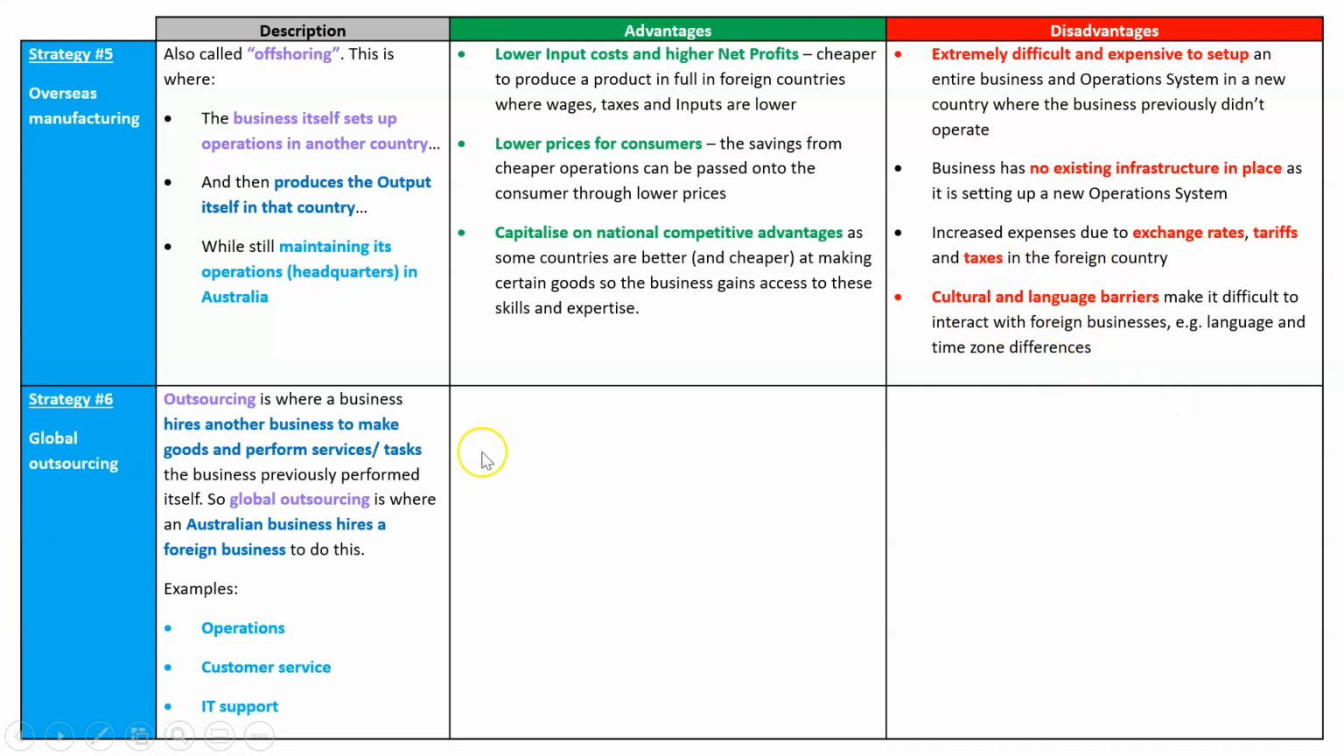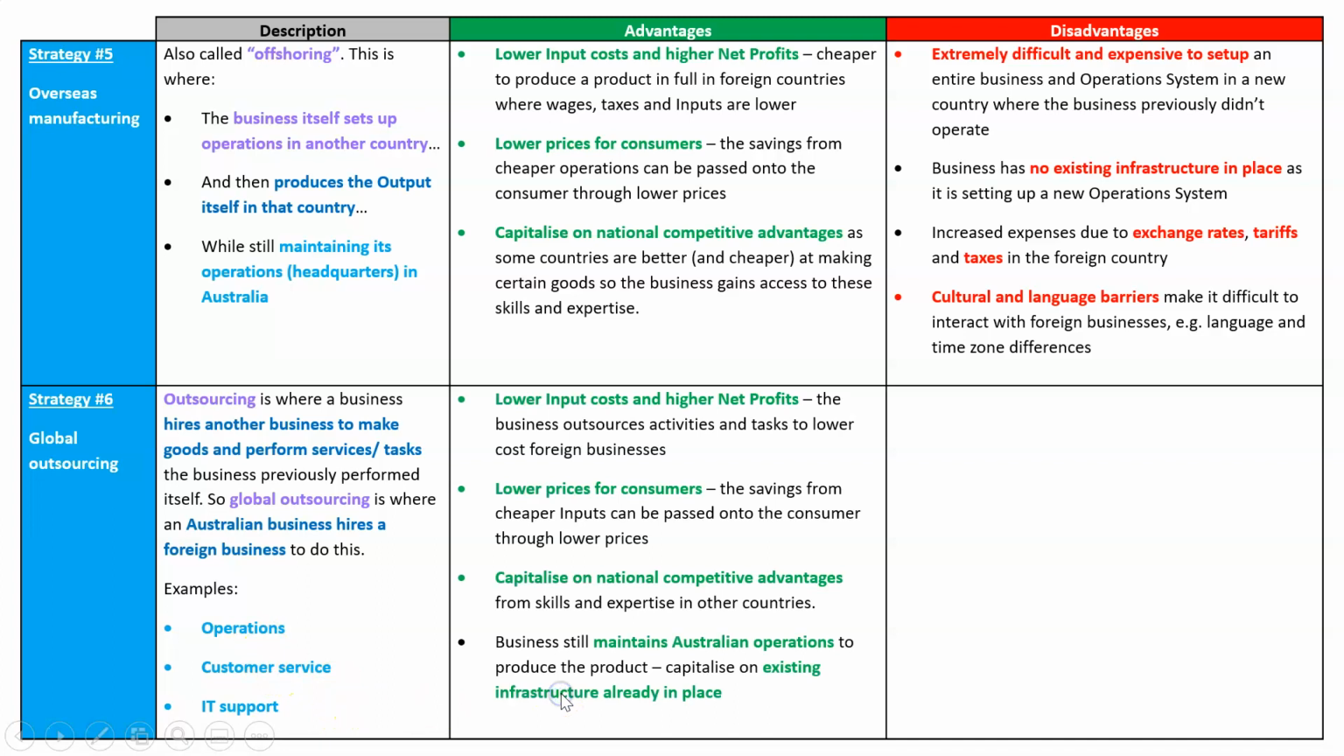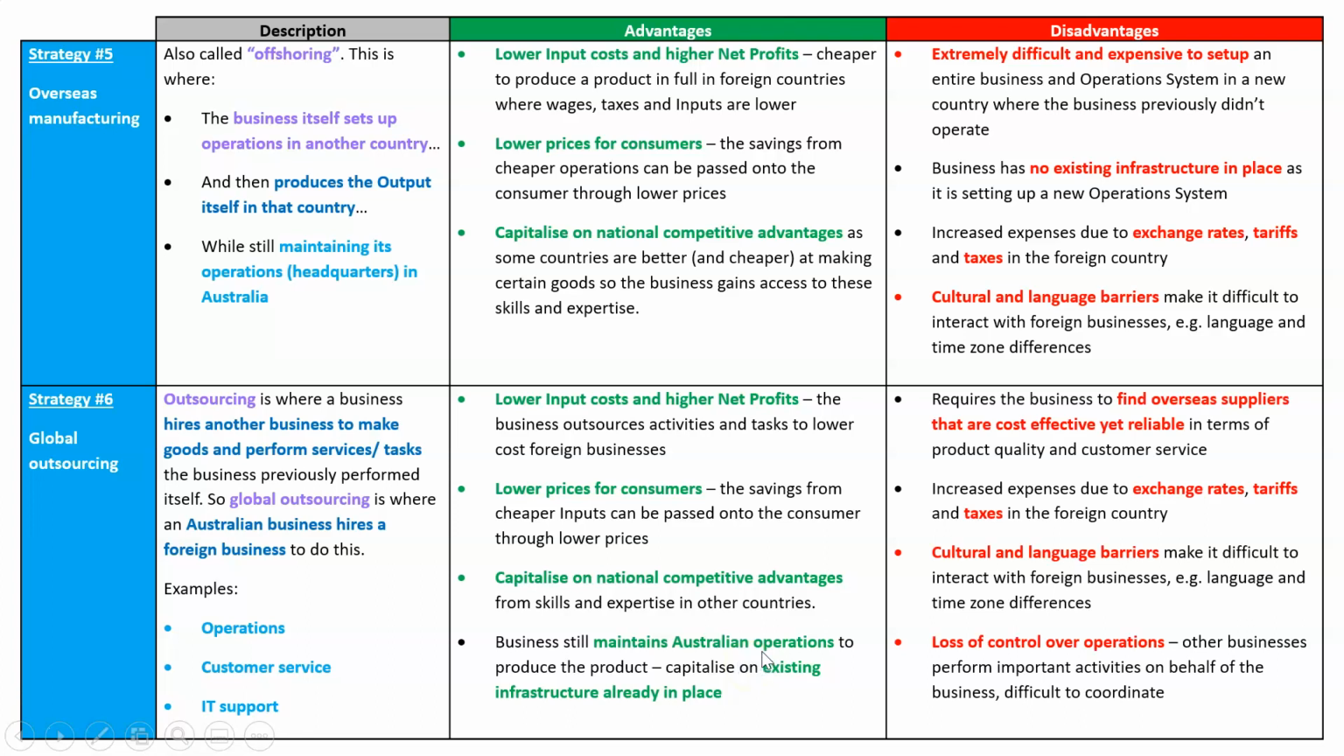And then lastly, global outsourcing. Get another business in another country just to do a part of our operations. So it could be the actual producing of the product, customer service, IT support. We get all the advantages of the other ones, okay? But we still maintain our Australian operations because we keep our existing infrastructure. We're just getting some things from overseas. And lastly, same disadvantages as the other ones, but the big one here is we lose control over our operations because another business does a part of it. We don't have total control over it anymore.